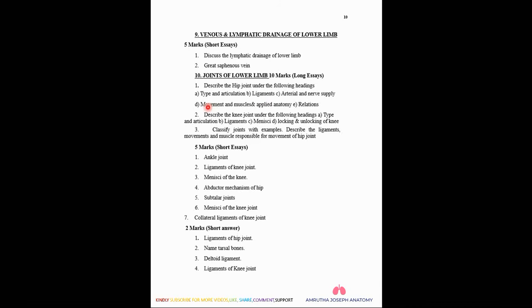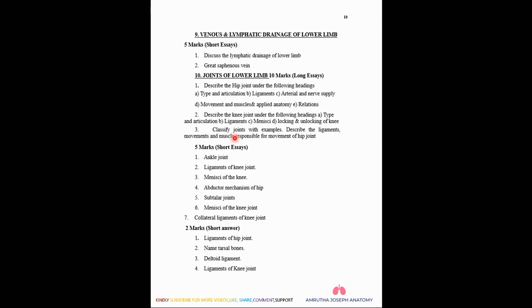The next one is here it is asked knee joint, under type and articulation, ligaments, menisci, locking and unlocking of knee. So when you write answers, please highlight these sub questions and write under it. Don't write everything together. Highlight the subheadings and write. Classify the joints with examples. Describe the ligaments, movements and muscles responsible for movements of hip joint. So again they are asking hip joint. So hip joint and knee joint is asked here.